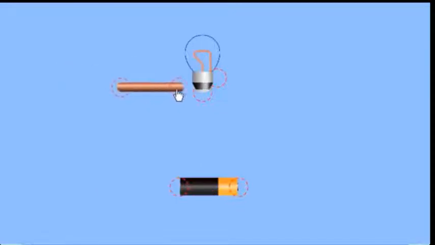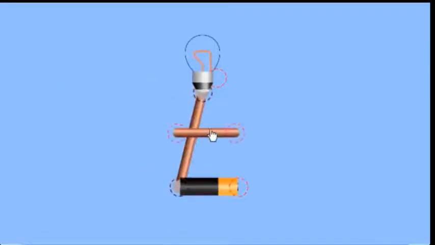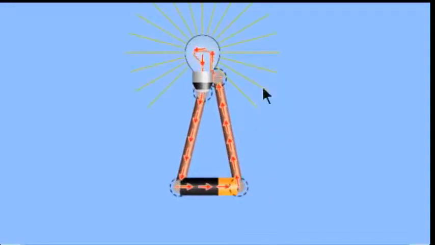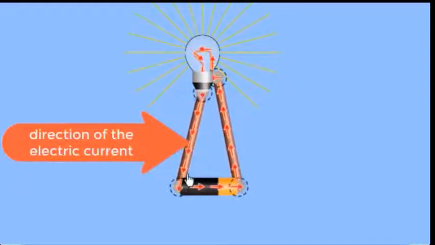Let's make a closed circuit using the wires. The lamp glows. These arrows represent the movement of the electric current in the circuit.